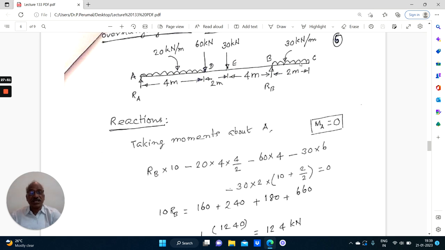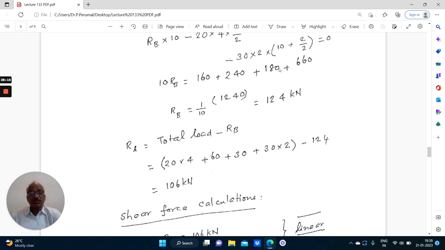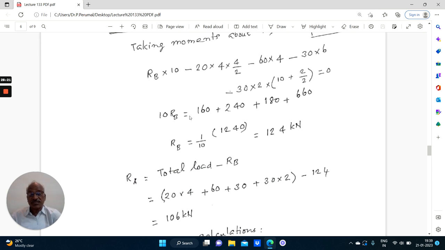Minus 30 into 2. Total load is 60, 30 into 2. We are taking moment about A. From A up to the center of gravity of that load will be 10 meters plus 2 by 2, namely 11 meters. So 30 into 2 into (10 plus 2 by 2) equal to 0. If this is correct, your RA will be correct. Then by calculating, RA equal to 124 kilonewtons. It's only calculation. RA equal to 124 kilonewtons. Then RB.